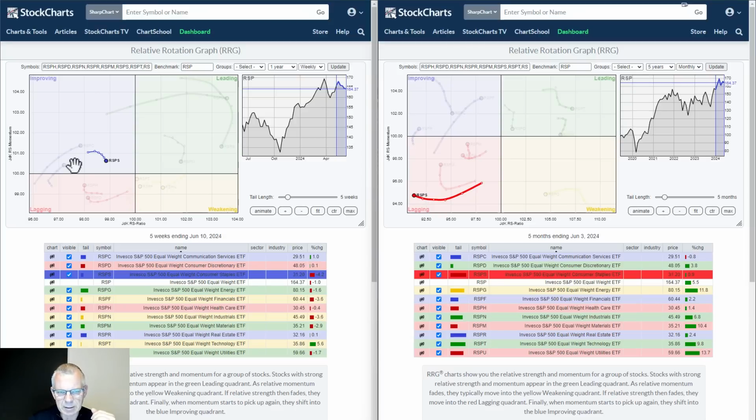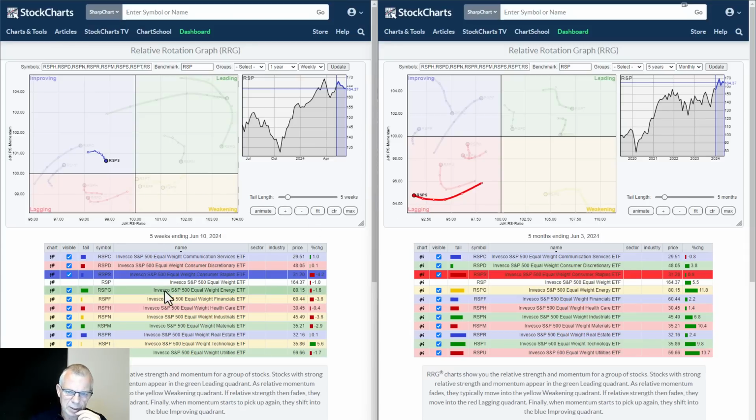And the weekly has rolled over inside improving, so it's probably going to go through another rotation on the left-hand side. But the monthly is starting to pick up, so it's probably a very light blue improving sector.